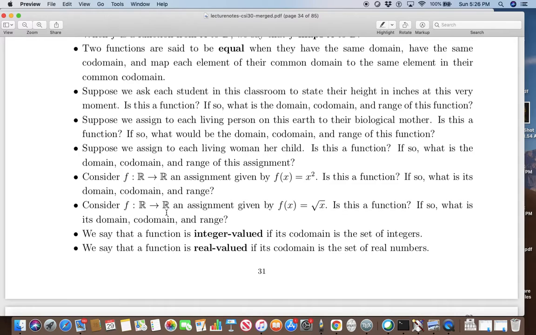Now, consider the mapping f from the set of real numbers to the set of real numbers, an assignment given by f of x equals square root of x. Is this a function? No, as stated, it is not a function, because for negative numbers, if I take the square root, I don't land in real numbers. I land in complex numbers. So this is not a function.